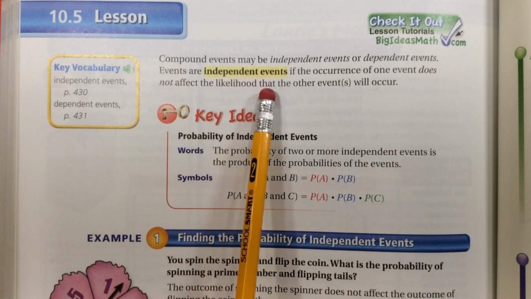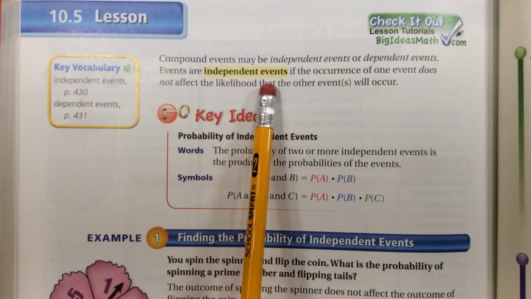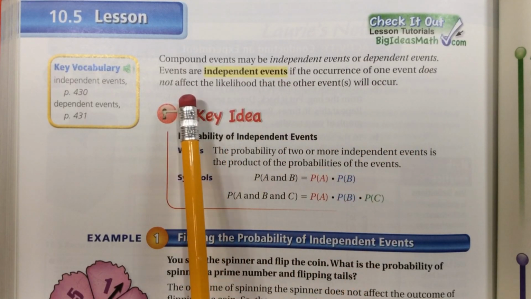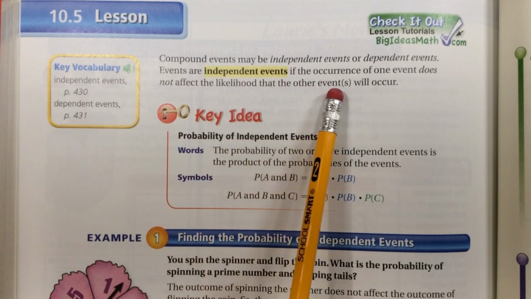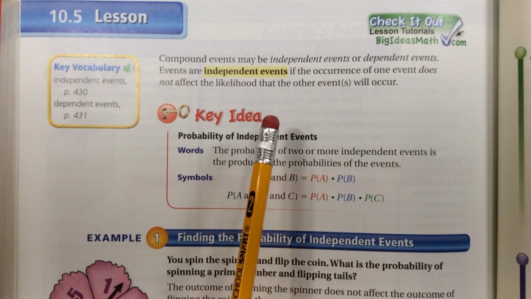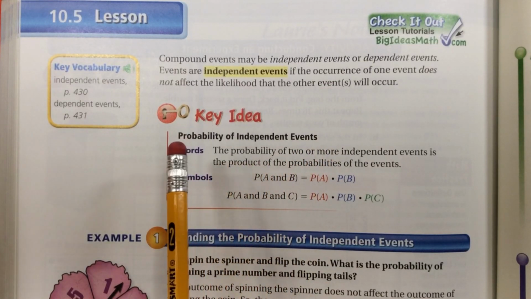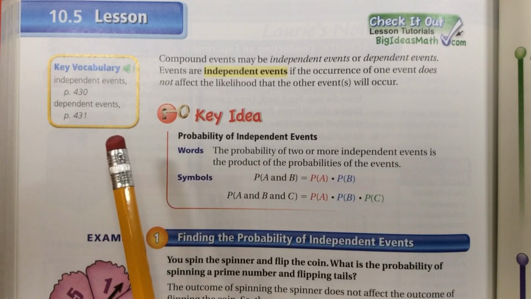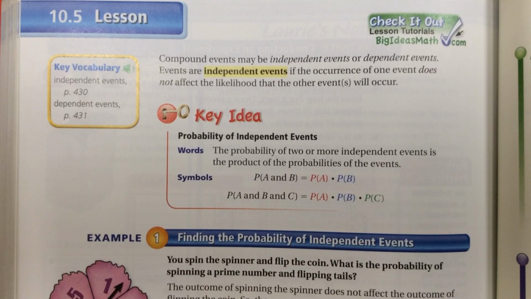Events are independent events if the occurrence of one does not affect the likelihood that the other event will occur. So for instance, if you roll two different dice and the first one rolls a 3, that does not affect what that second die is going to do. It could still be a 1, 2, 3, 4, 5, or 6, equally likely of all of those. It had no bearing whatsoever that the first die rolled a 3.